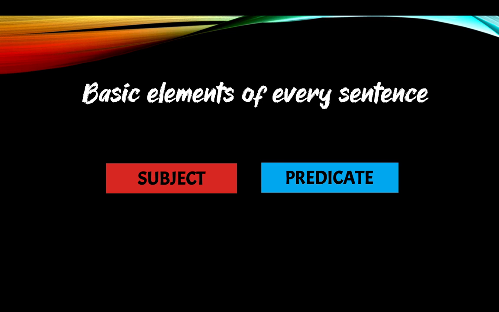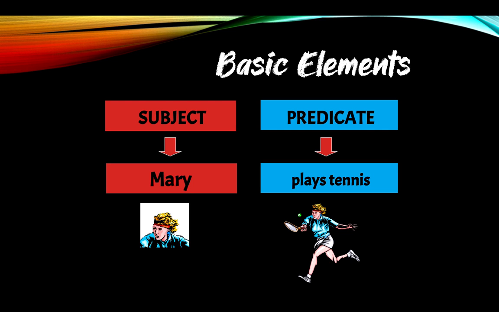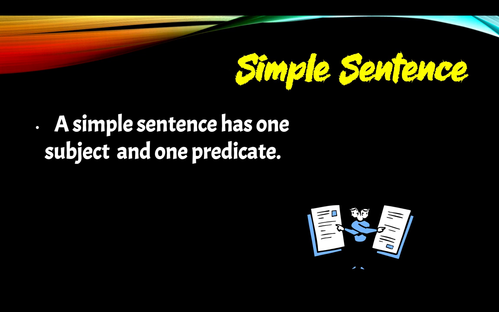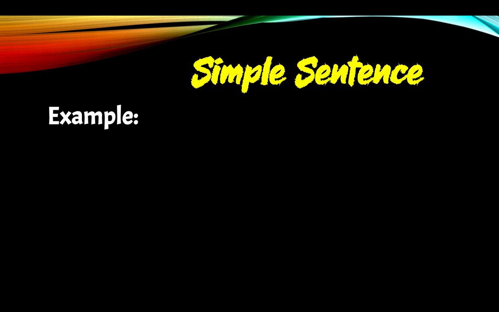These are the elements of every sentence. Like, for example, Mary plays tennis, basic elements. So Mary is the subject, predicate plays tennis. You know that in the predicate, we start the predicate with a verb, like in this case, plays. Simple sentence. Well, a simple sentence has one subject and one predicate.